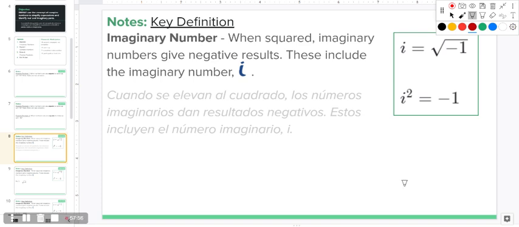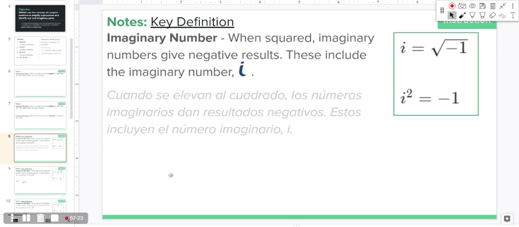So let's get this definition for imaginary number down on our note sheet, as well as this green box defining this letter i. First off, an imaginary number, when squared, gives us negative results, exactly what we were looking for in explore problem 2. They're always going to include the imaginary number i. So i is defined as the square root of negative 1, and when you square it, it's equal to negative 1.